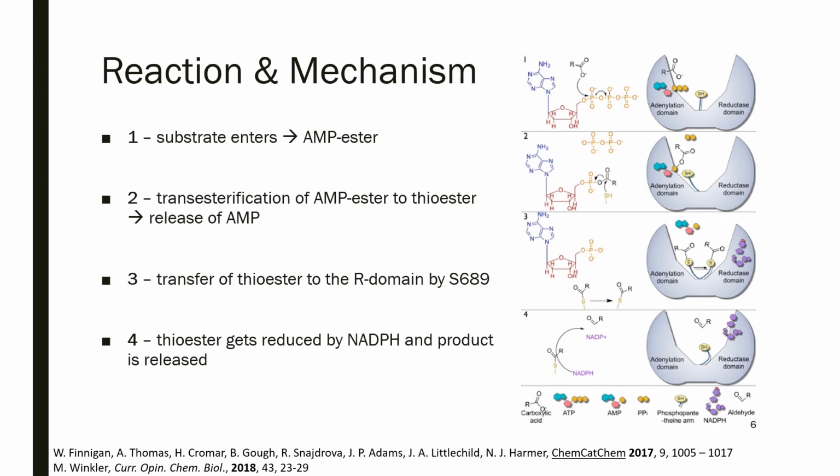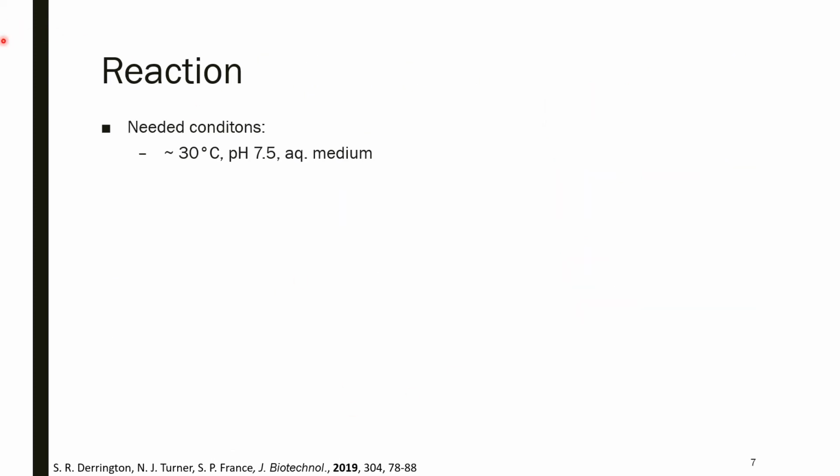But not only the mechanism gets researchers very excited, the needed reaction conditions do it as well. To perform this kind of reaction, we only need 30 degrees and work in an aqueous medium at a neutral pH, namely 7.5. Due to time reasons, I will just show one well-studied application of a CAR, namely the synthesis of the aldehyde vanillin.